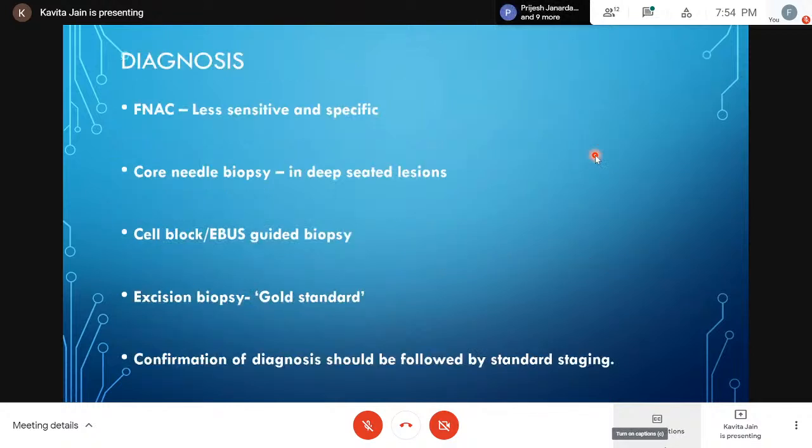So what are the materials we can get for diagnosis? Of course, FNAC is less sensitive and less specific. Now I hardly see any re-diagnosing. And we can say that there are Hodgkin cells, but of course we need the support of the biopsy.